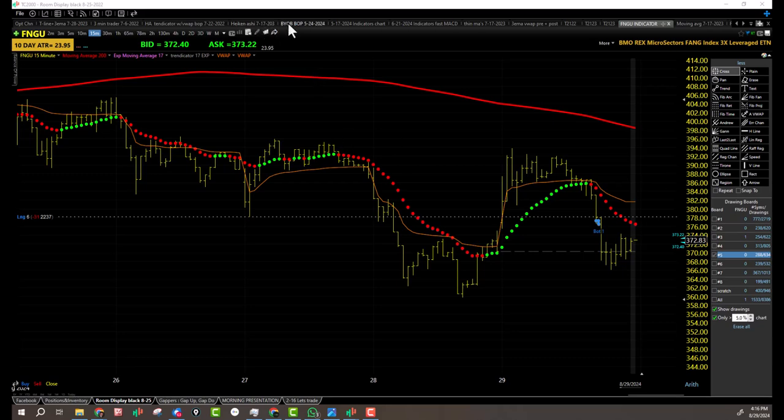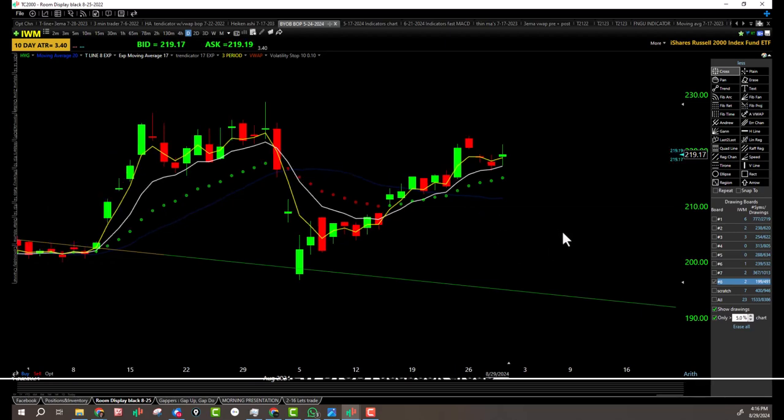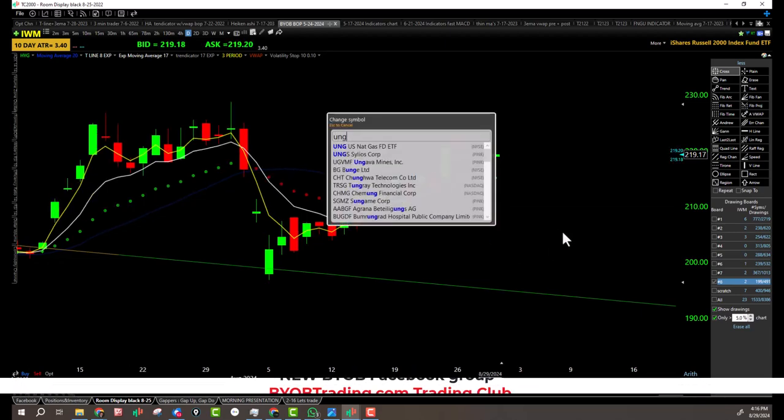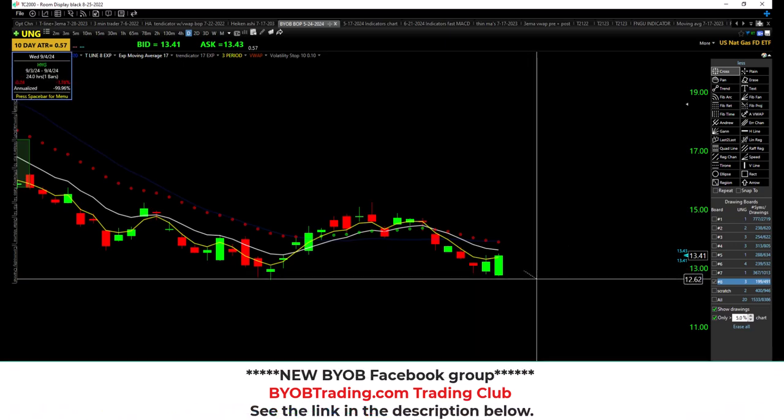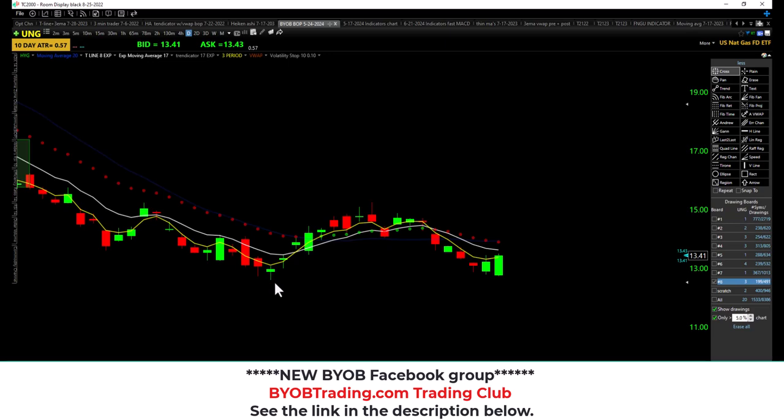All right, first one. What do we want to look at? Let's look at UNG. Here's nat gas. All right, nat gas dangerously close to creating new all-time lows. Okay, we are in an uptrend. We became an uptrend ever since we took out that high right there. Even though they're in an uptrend, just like the IWM, they're acting like a bear. IWM is in a downtrend and acting like a bull. UNG is in an uptrend and acting like a bear.